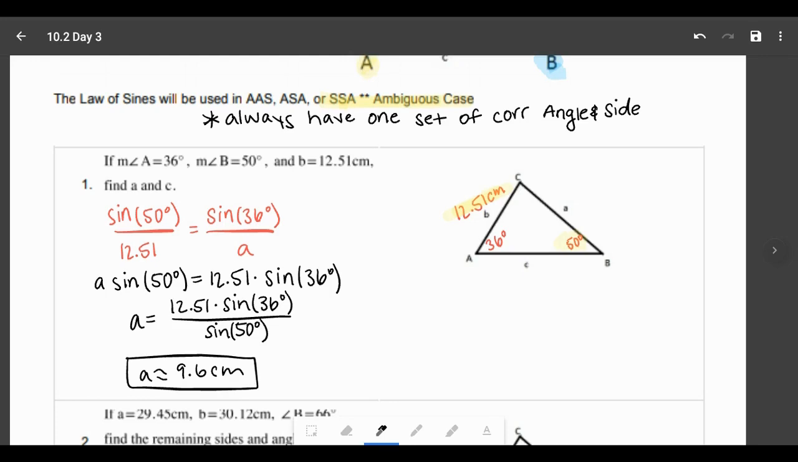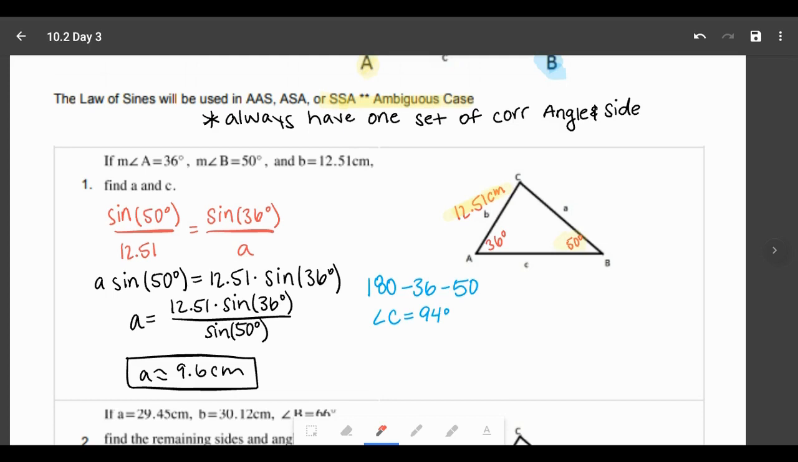So now we have to go through and find side C. But before I can find side C, I must first find angle C. In order to find angle C, remember that all angles of a triangle add up to 180. So if I subtract the two given angles from 180 degrees, we know that angle C should be 94 degrees.